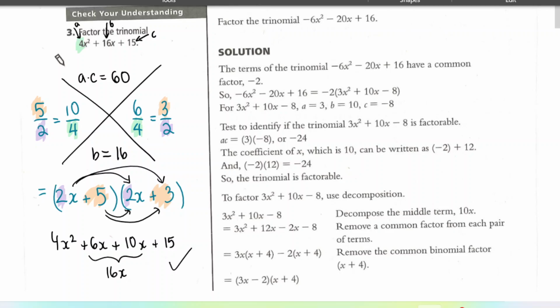So I really encourage you to check your answers because it is easy to make a small mental math error when you're doing these factoring questions. Okay, that's the end of the lesson.